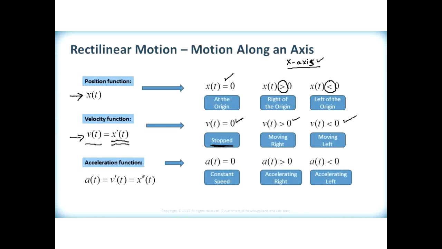So the last thing we're going to talk about is the acceleration function. The acceleration function is basically the second derivative. So it's the rate of change of the rate of change. It's the second derivative of your position, which will be the first derivative of your velocity, or how fast your velocity is changing, and that will be your acceleration.